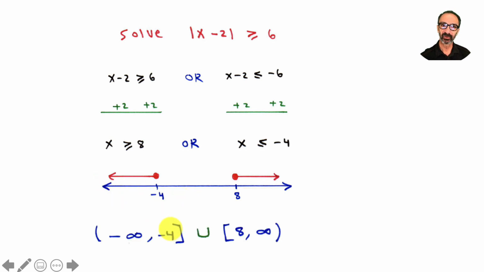As set notation, or interval notation, we use the capital letter U here to say union. So the solution is from negative infinity to negative 4, including negative 4, union positive 8 to infinity, including 8.